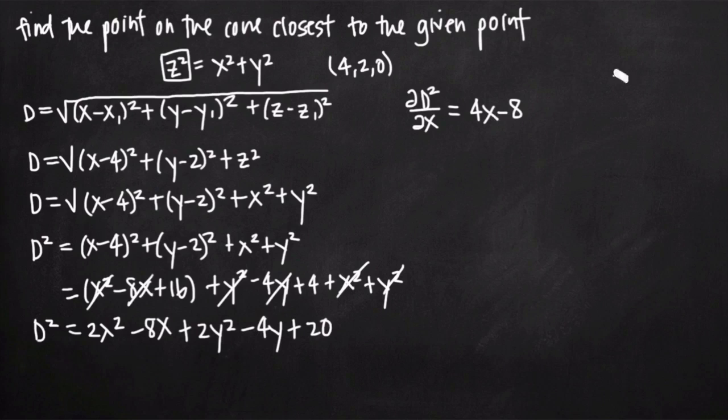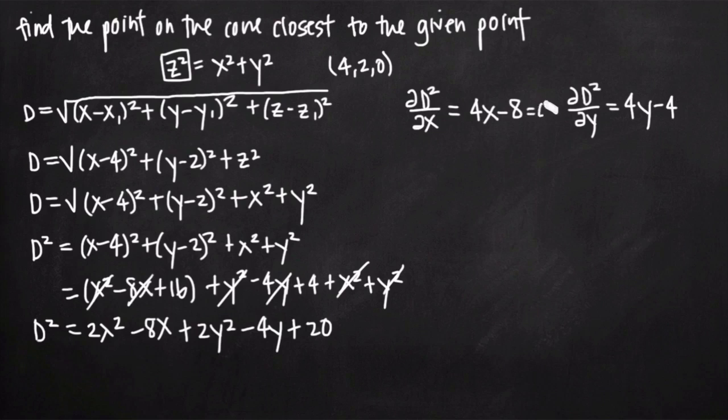no x variables involved. If we take the partial derivative of our equation d squared with respect to y, we're going to get 4y minus 4. All the other terms drop away because there's no y variable involved. Now remember that the point of finding partial derivatives is to set both of these partial derivative equations equal to 0 so that we can find a critical point.